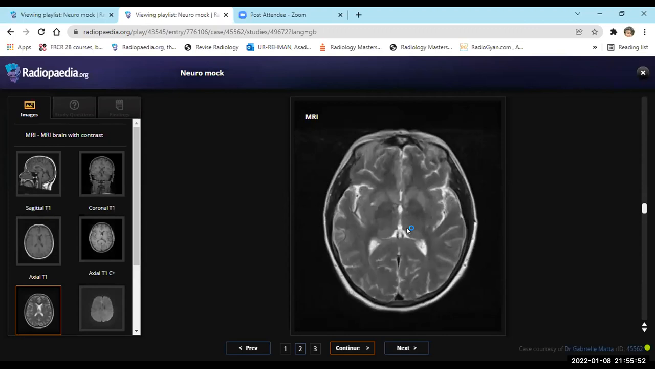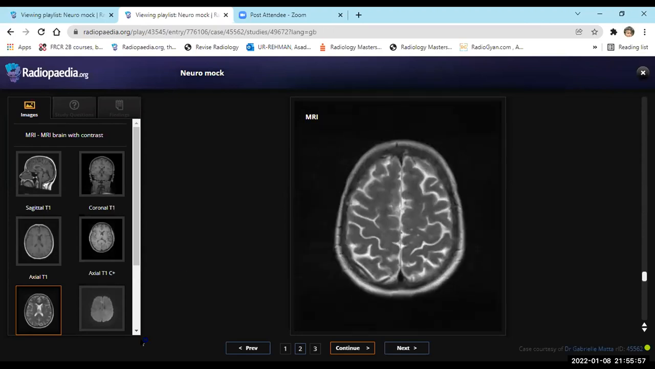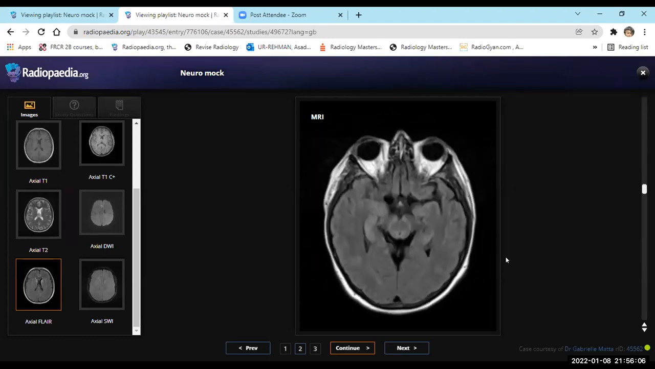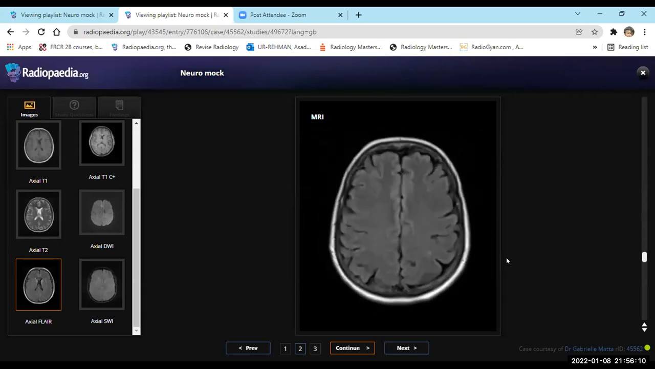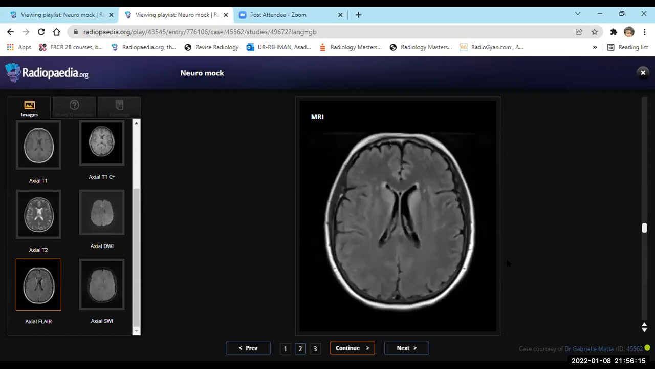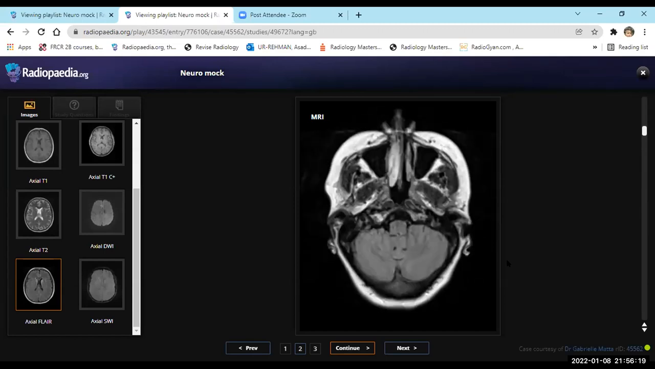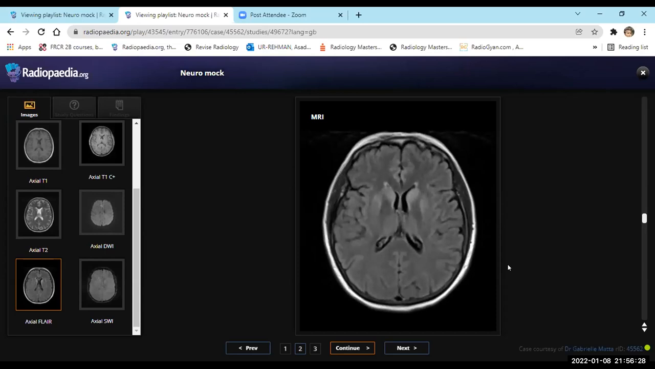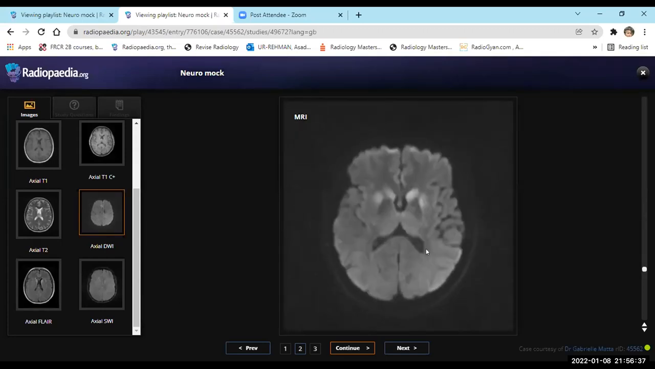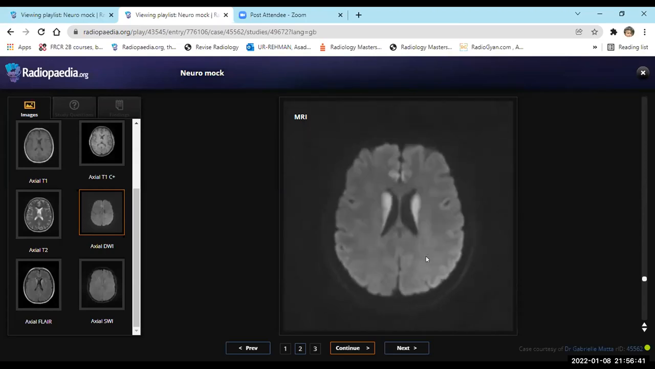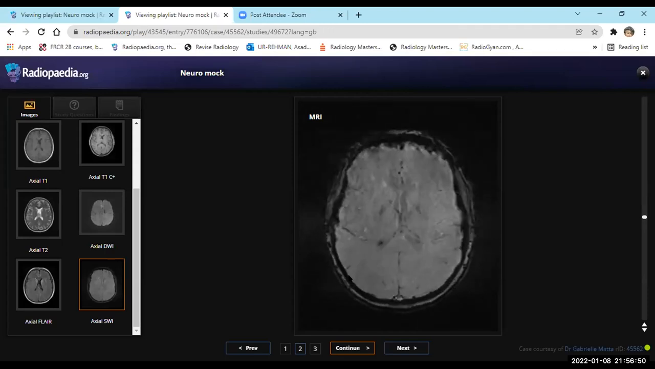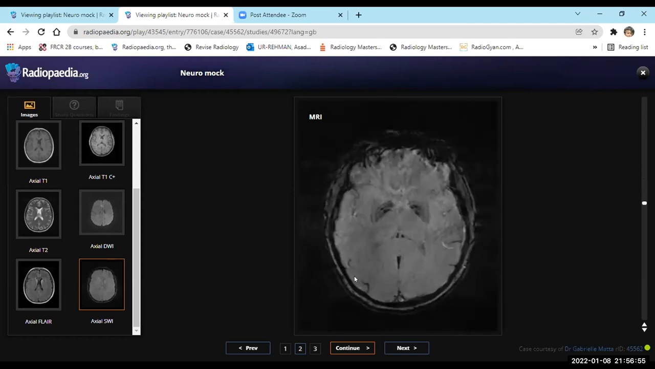No obvious abnormality detected on FLAIR images. There are some periventricular hyperintensities, bilateral, almost symmetrical, and also hyperintensity affecting both caudate nuclei and to a lesser extent the lentiform nucleus. On diffusion, it shows restricted diffusion affecting the basal ganglia, both nuclei. Some susceptibility artifact blooming is also noted.